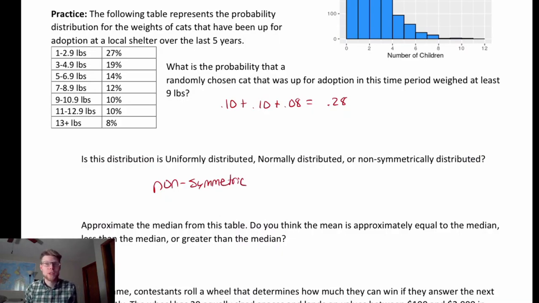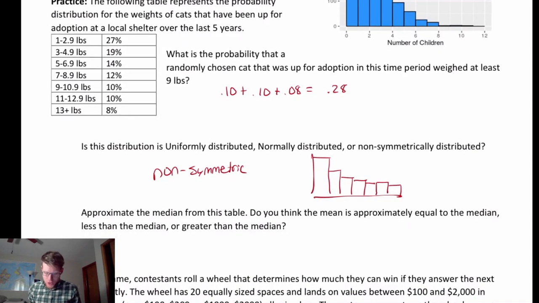And one other check that I can do here, right, is that I can plot the data myself. So 27%, 19%, 14%, 12%, 10%, 10%, and 8%. So I can see that as well if I just want to check that in a graph there.